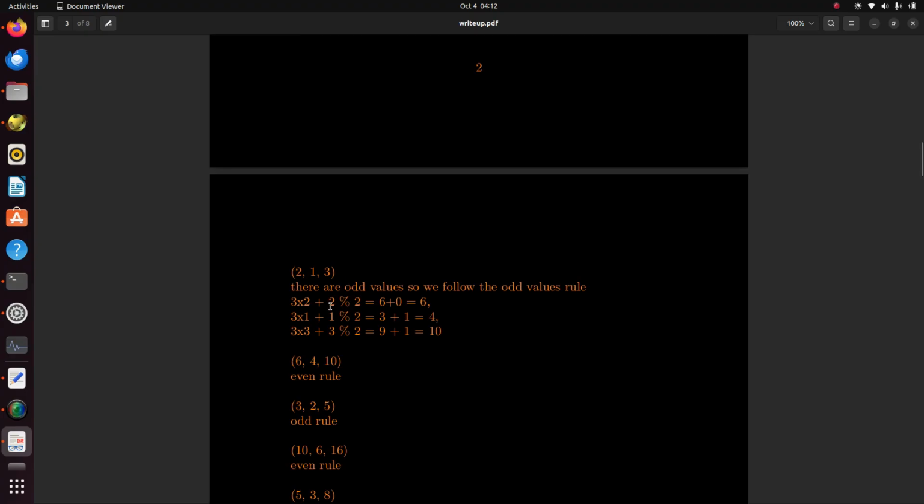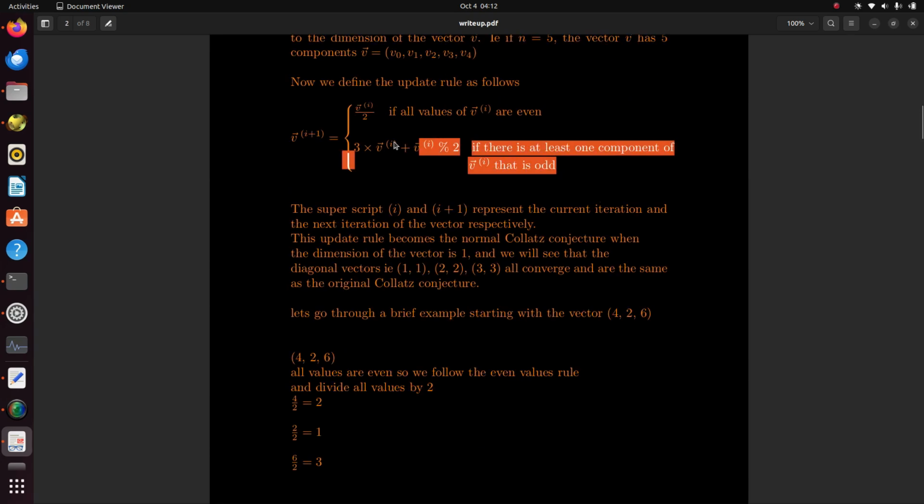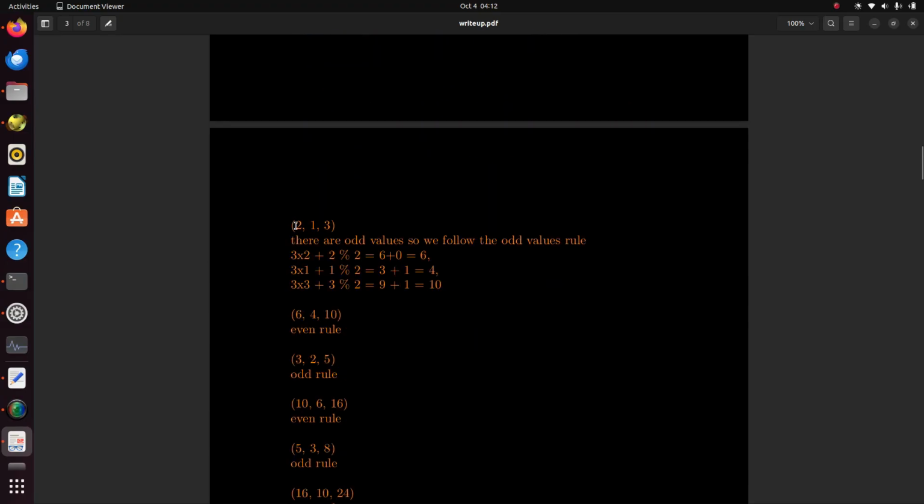And so, okay, this actually demonstrates it fairly well. So we have 2, 1, 3 in this vector. We have 2 odd numbers and 1 even number. So we follow the second part of the update rule, which is this. So 2 times 3 is 6, and 2 modulo 2 is 0. So the 2 in this vector is transformed into 6.